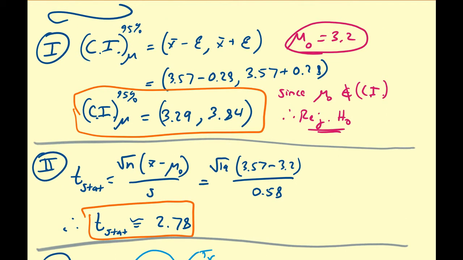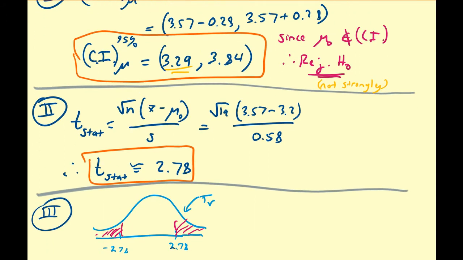But of course you should take note that 3.2 and 3.29 are not that far apart. They're pretty close to each other, so we are rejecting the null hypothesis, but it's not strongly. We can sort of see that, but some people may think that that is a strong difference.